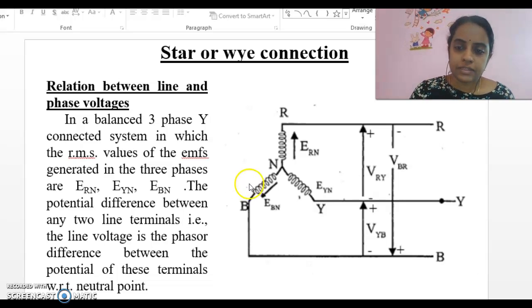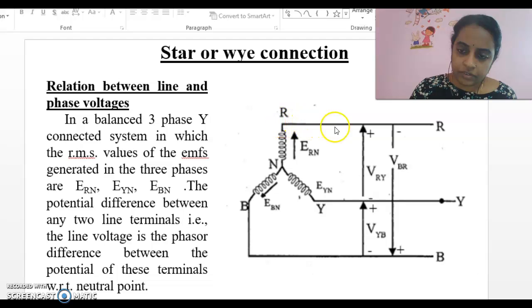Star connection means here three phases are connected. Similar ends of three phases are connected to form a junction. That junction is called neutral. And from each of the three phases we can take the connections outside.